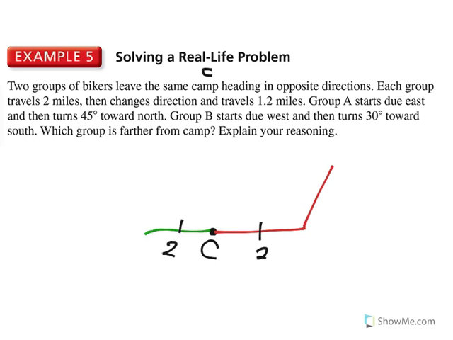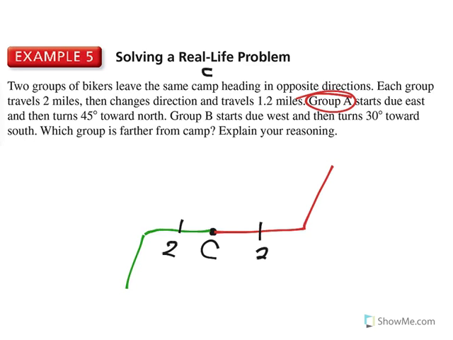It says that group A starts due east and then turns 45 degrees towards the north. So that would be this side. My group A is going to be my red. So they turned 45 degrees to go north. And it says my group B turns 30 degrees, I'm sorry, towards south. So I'm going to do that one as well. So they're going southways. And it asks which group is going to be farther from camp.